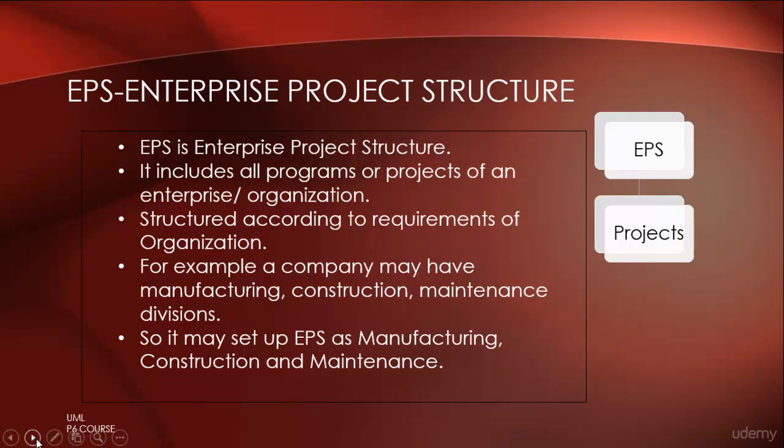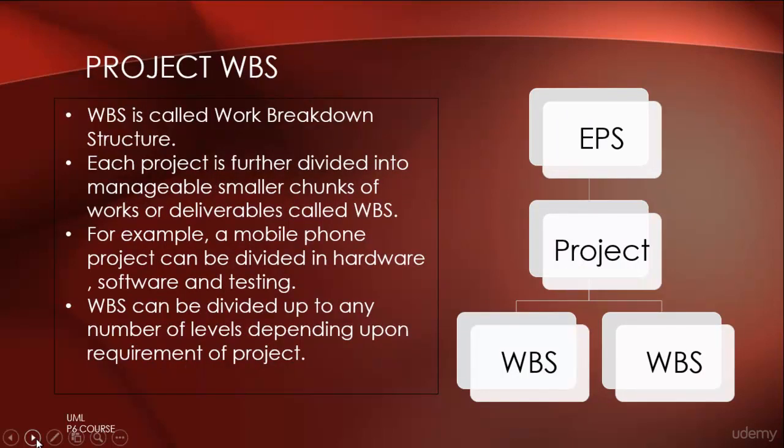So we may set up our enterprise project structure in Primavera P6 such as manufacturing, construction and maintenance divisions, and under each EPS we will have different projects. For example, projects of manufacturing will be under manufacturing EPS, projects of construction will be under their own EPS, and so on.